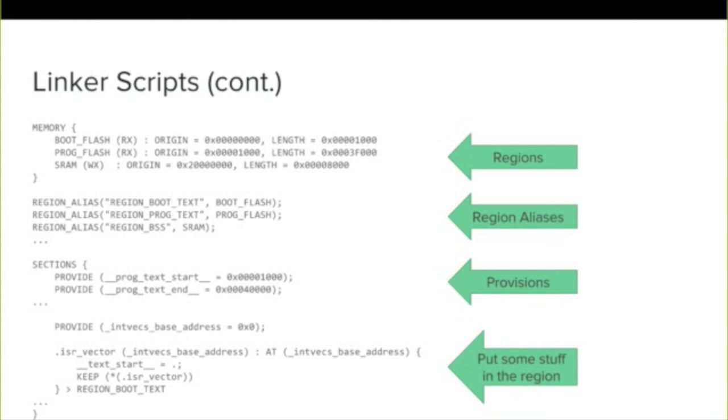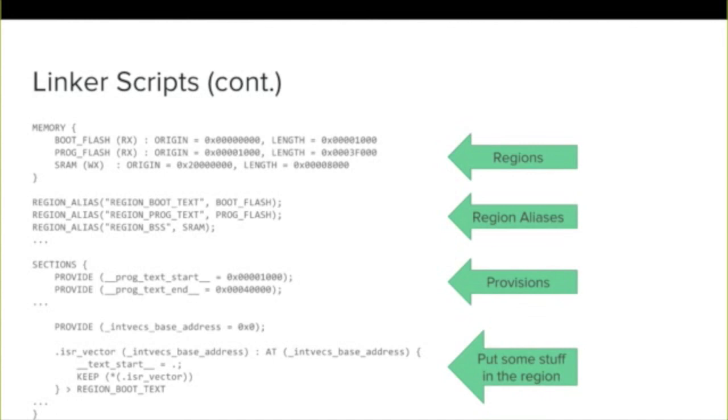They're both read execute, right? The origin for our boot flash is at 0. The length of our boot flash is 1,000 hex. The origin for our prog flash is 1,000 hex, and its length is 3F000. Then we have our SRAM, the static RAM. The origin for that is 270s, and the length is 8,000 hex, 32K.